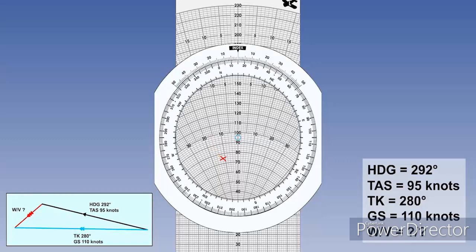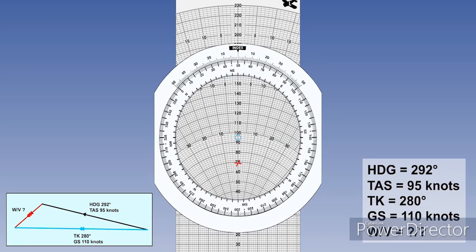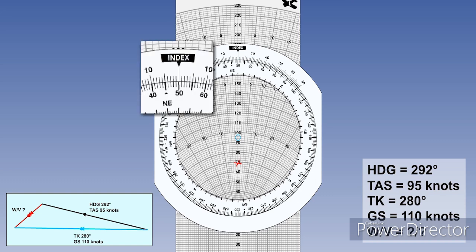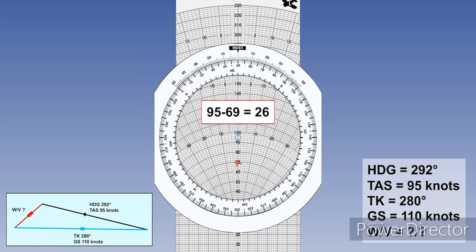Rotate the window to place the wind mark on the center line down from the center circle. Read off the wind direction under the index mark, 050 degrees. The wind speed is the difference between the speed under the center circle and the speed now showing below the wind mark. 95 minus 69 equals 26 knots. The wind velocity is 050 degrees at 26 knots.